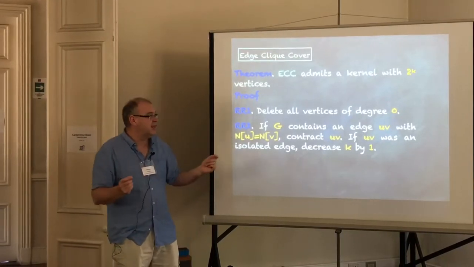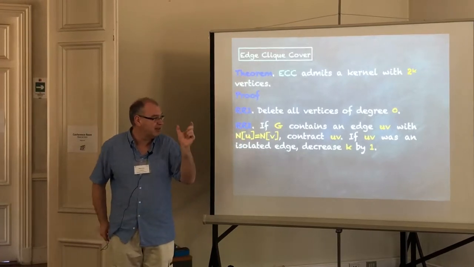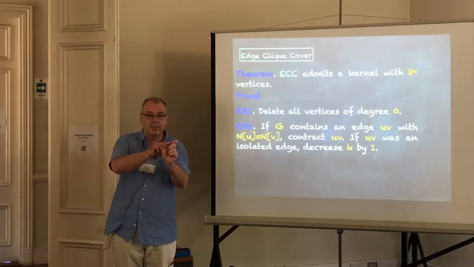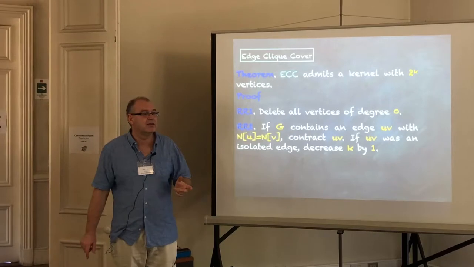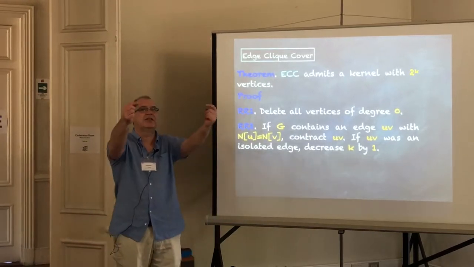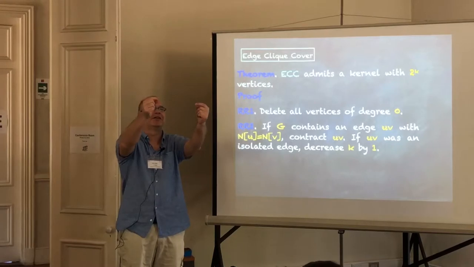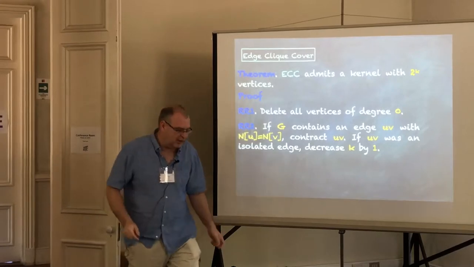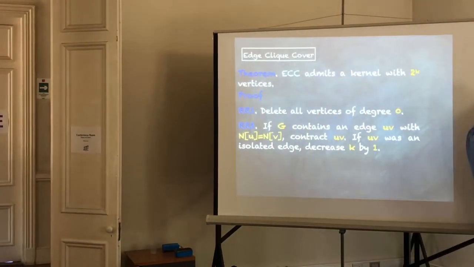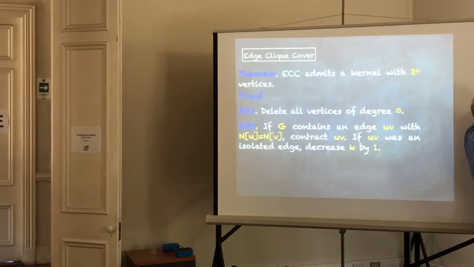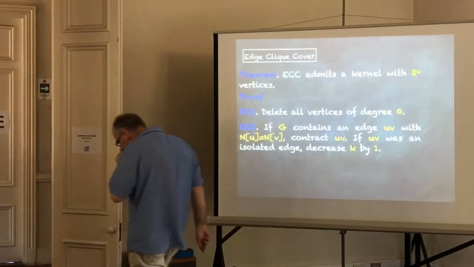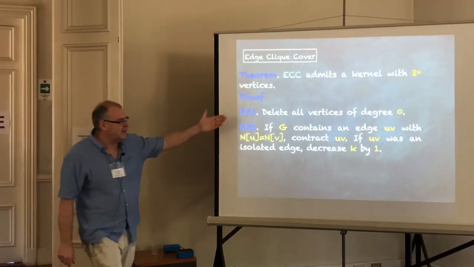And if this UV was just a singular isolated edge, then I also decrease my parameter by one. Okay, why is this happening? I just take these vertices and I identify them. I make them one. All the edges go out. In this example, I identify these two and the neighbors remain the same. And I remove multiple edges which appear. Okay, so why is this rule sound?